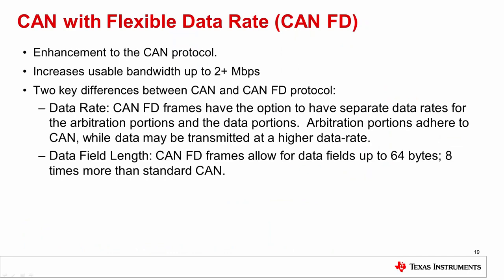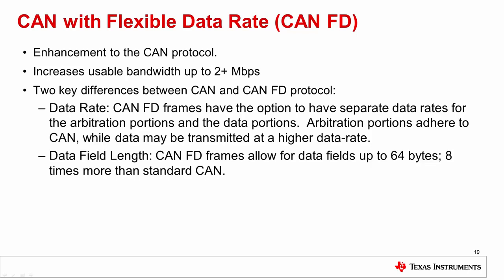CAN with flexible data rate is typically referred to as CAN-FD. It's an enhancement to the CAN protocol which increases usable bandwidth up to and above 2 megabits per second. Two key differences between CAN and CAN-FD protocols are the data rate and the data field length. CAN-FD frames have the option to have separate data rates for the arbitration and data portion. Arbitration portions adhere to CAN, while the data may be transferred at a higher data rate.